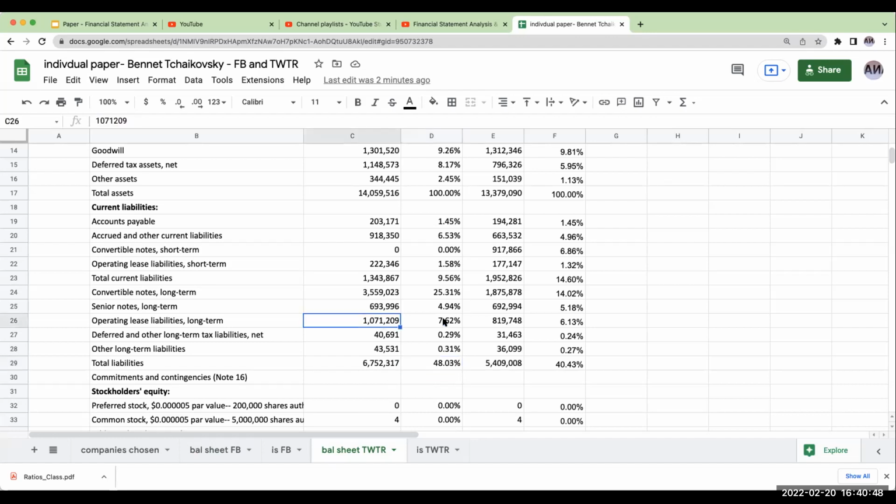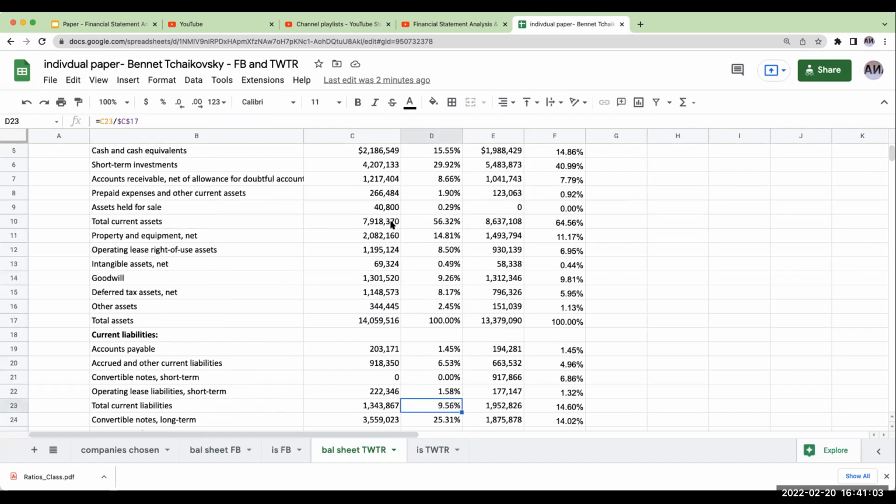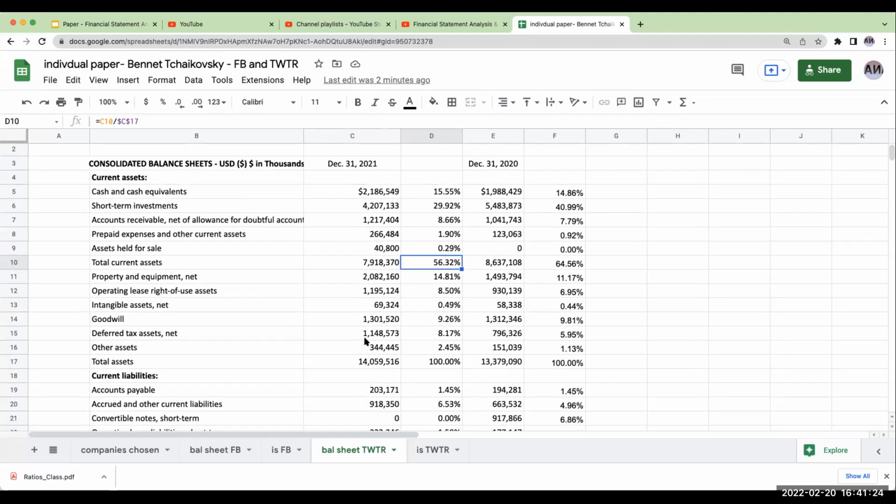When we look at the different components, accounts payable is a very small part, and accrued and other current liabilities are pretty small too. If I were to do a quick ratio, which compares quick assets to total liabilities, their current liabilities are about 10% of total assets and their current assets are about 56% of total assets. I'm not really worried about liquidity for Twitter. At least this is my opinion.